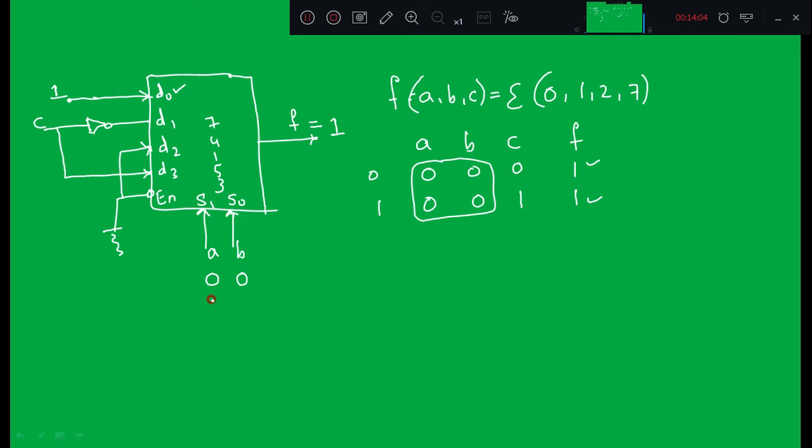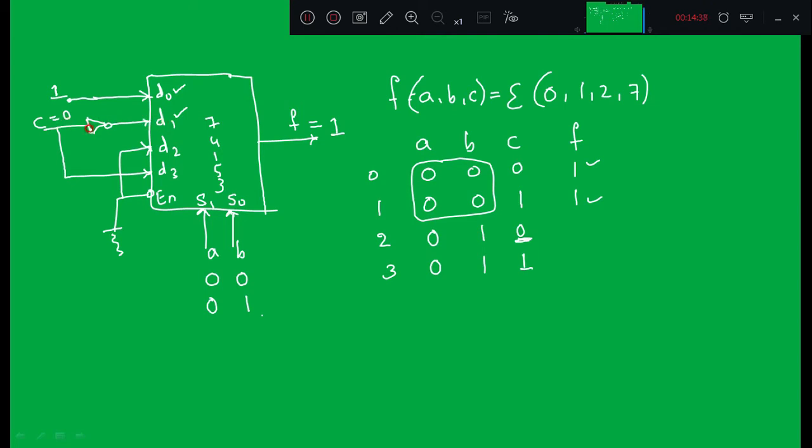Second, when A is equal to 0, B is equal to 1, what are the input combinations? That is 2 and 3. Now C may take 0 or C may take 1, right? When A, B is equal to 0 1, D1 is selected, right? So if C is equal to 0 in this combination, what will be the data which is connected to D1?